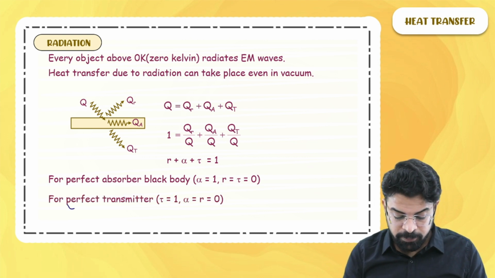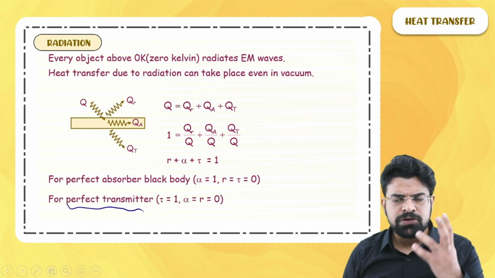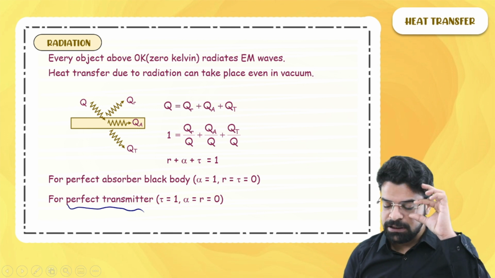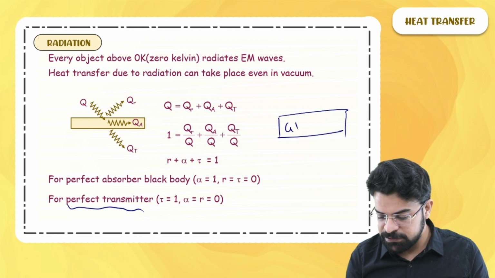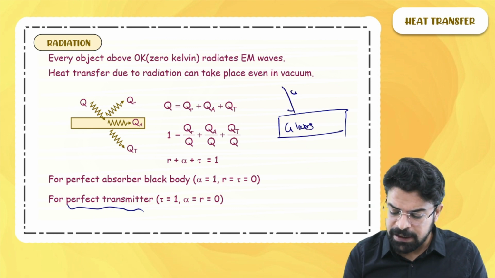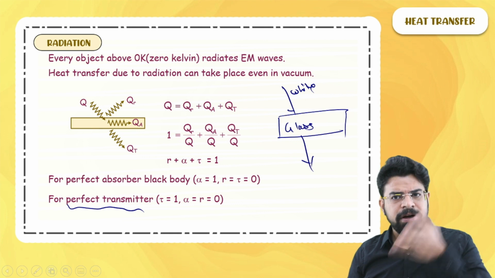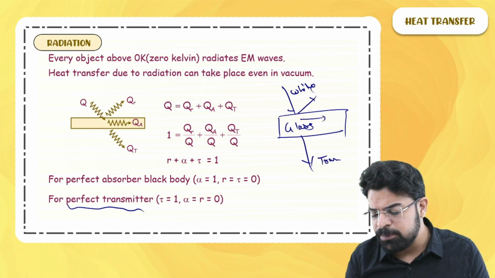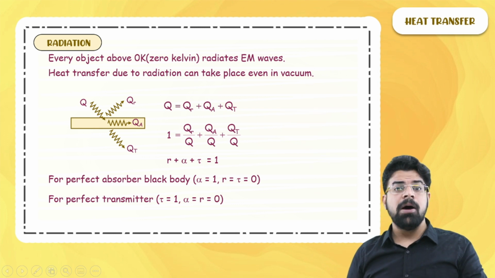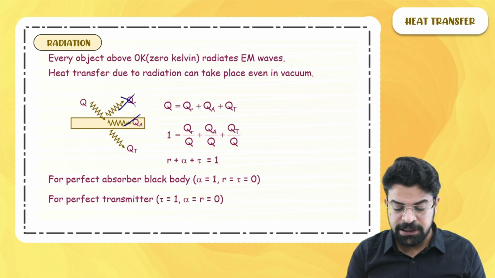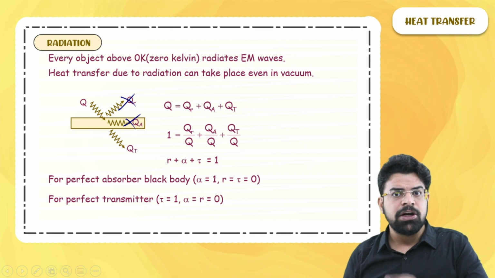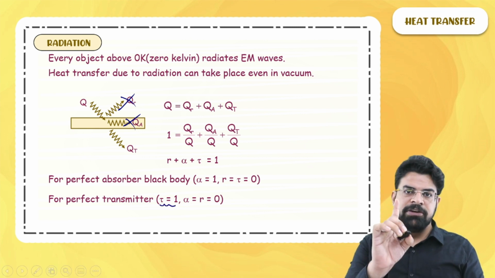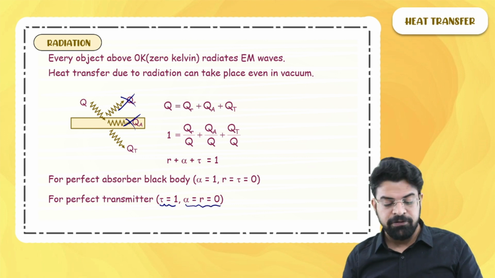Next, for a perfect transmitter, sir, what should I think of as a transmitter? Glass. Visualize the glass I am wearing. When white light falls on it, it lets the majority of it pass. It transmits. It reflects very little and absorbs very little. So a perfect transmitter reflects nothing, absorbs nothing. It transmits 100% of the radiation falling on it. So for such an object, transmittivity is 1, while the absorptivity and reflectivity are 0.